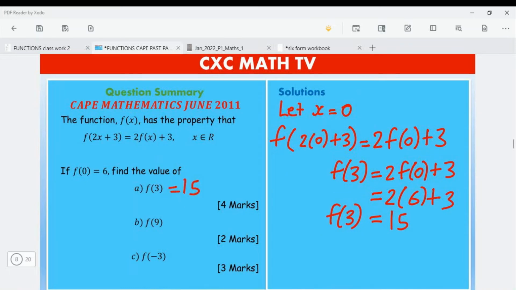Really, really easy so far. Nice. Now part B says to work out f of 9. So let us go ahead and evaluate f of 9.